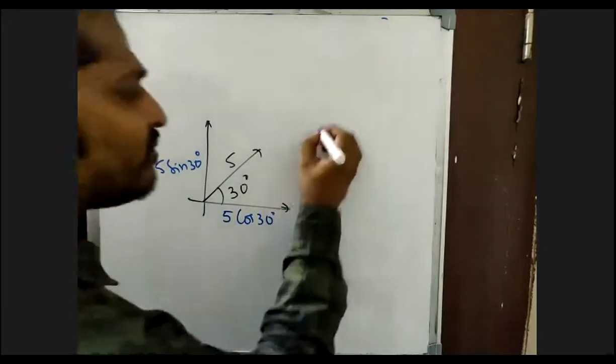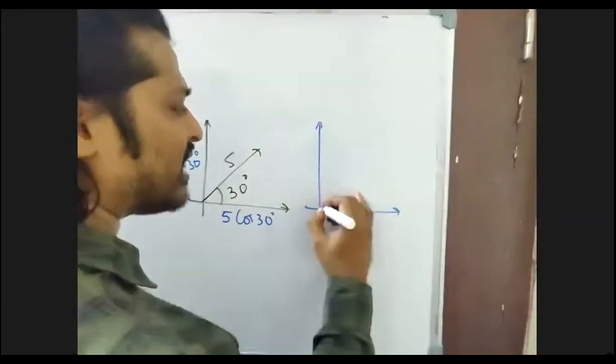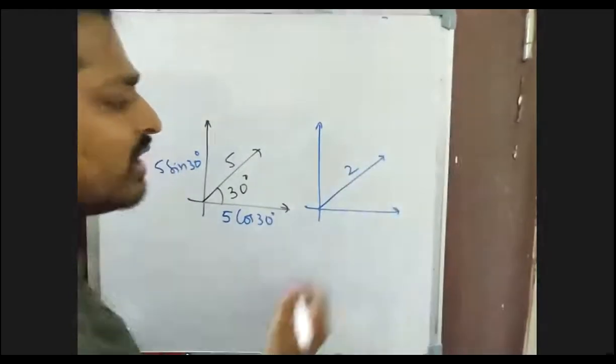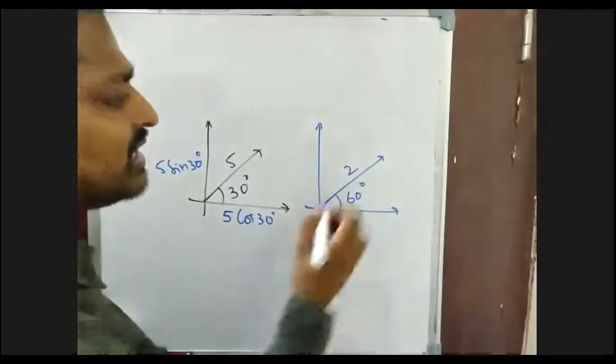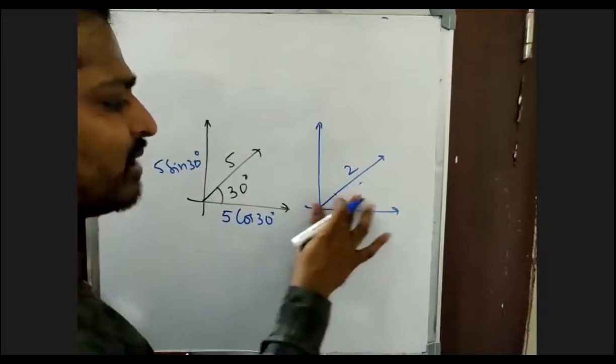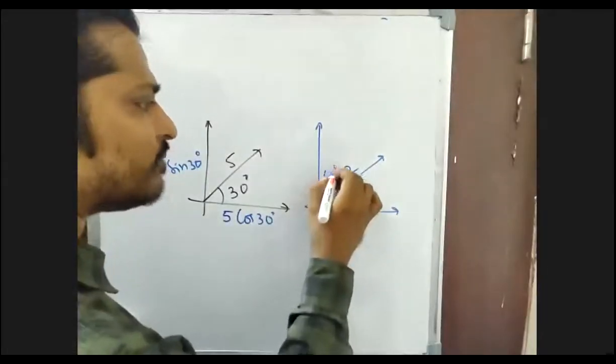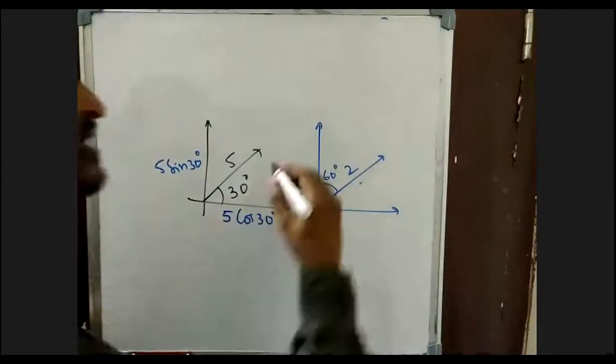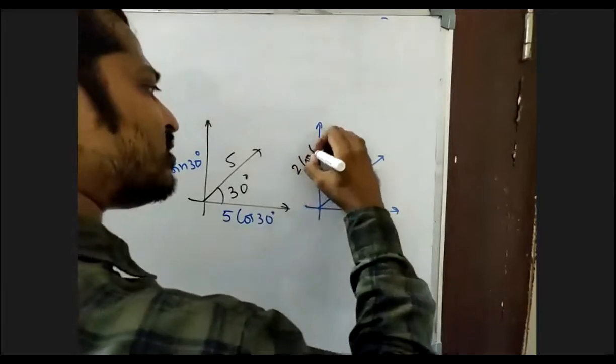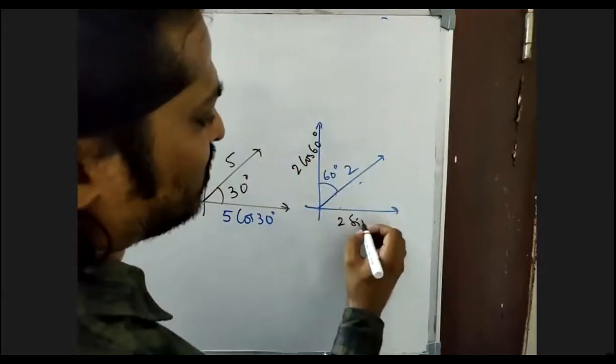I'm giving you one more question right now. If this is a vector, say for example 2, and this is making an angle of 60 degrees with the vertical, now if I resolve the vector into components, this side will become 2 into cos 60, and this will become 2 into sin 60.